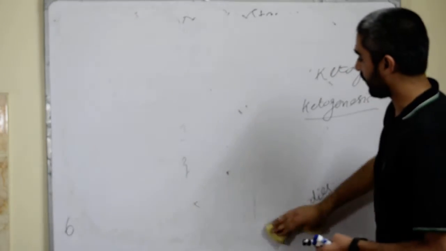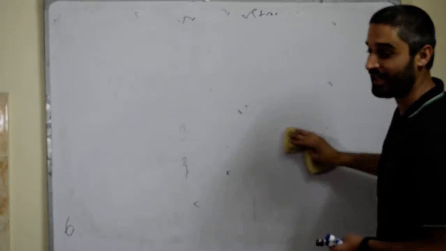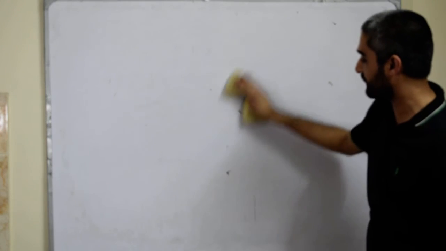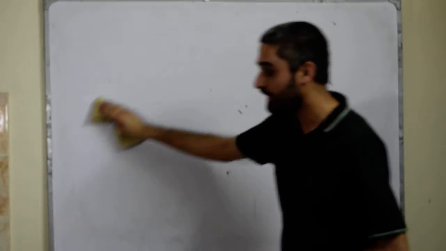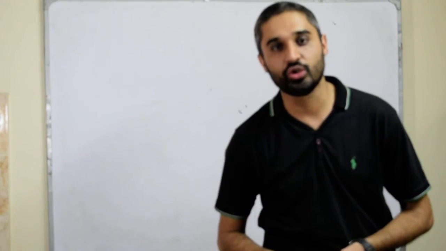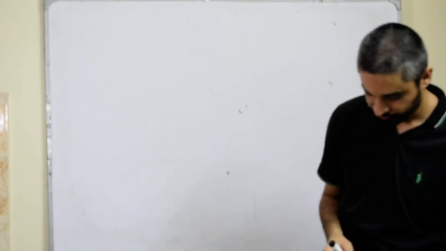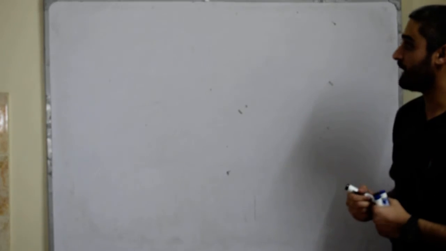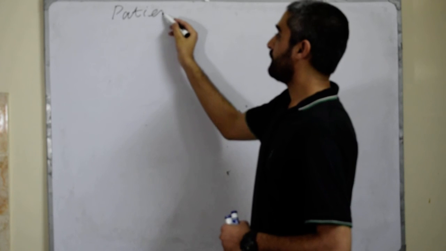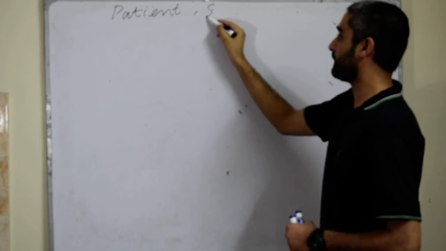The normal ketone body level in the body is less than 1 milligram per deciliter. If it is more than that, it will lead to ketonemia, ketonuria, and ketosis. We discussed this earlier. How does the patient present? Patient signs and symptoms.